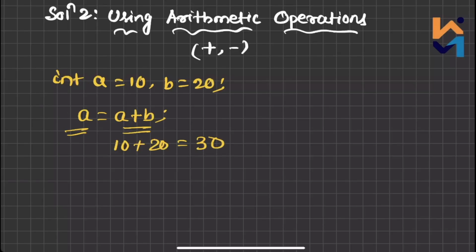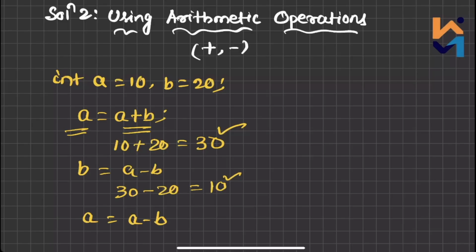a is 30. Now let's say I write b equals a minus b. What's the value of a? a is 30. What's the value of b? b is 20, so it becomes 10. Let's say I write once again a equals a minus b. Now what's the value of a? a is 30. What's the value of b? b is 10, which becomes 20, right?